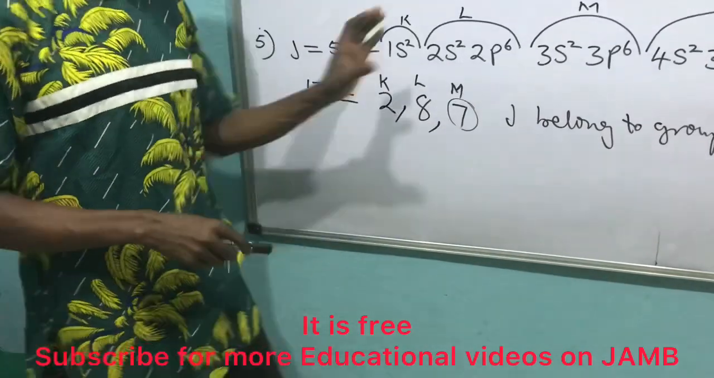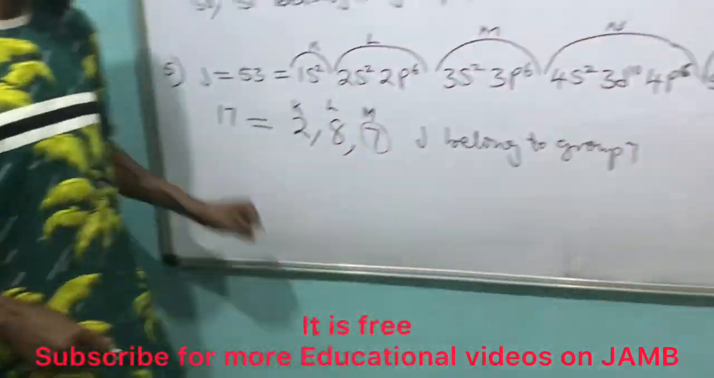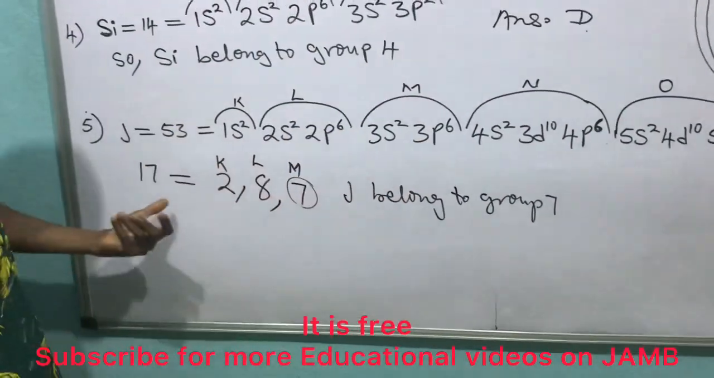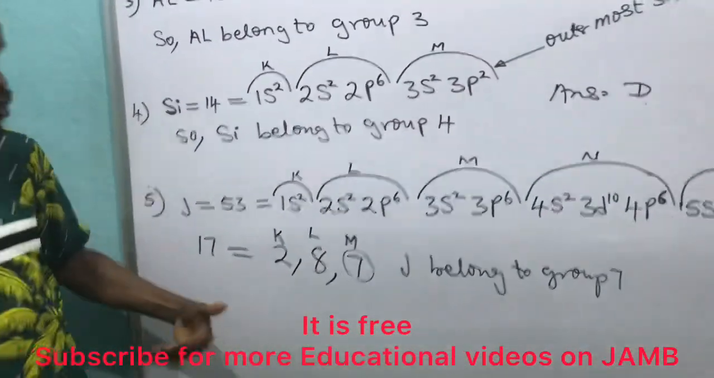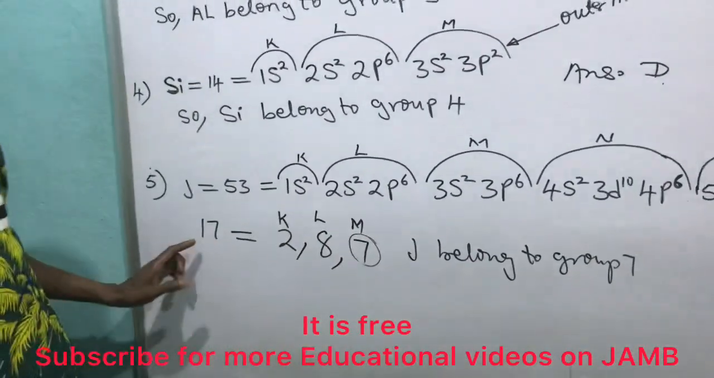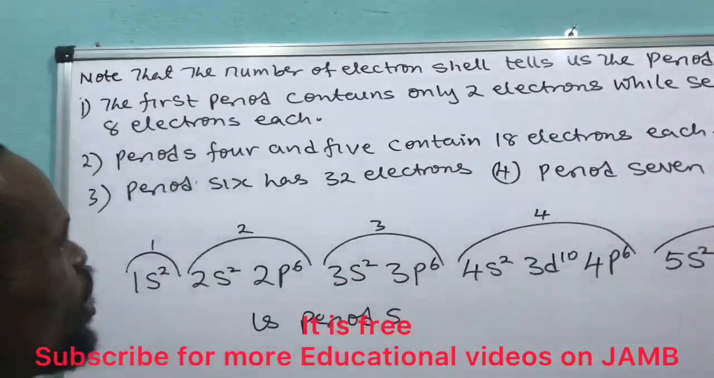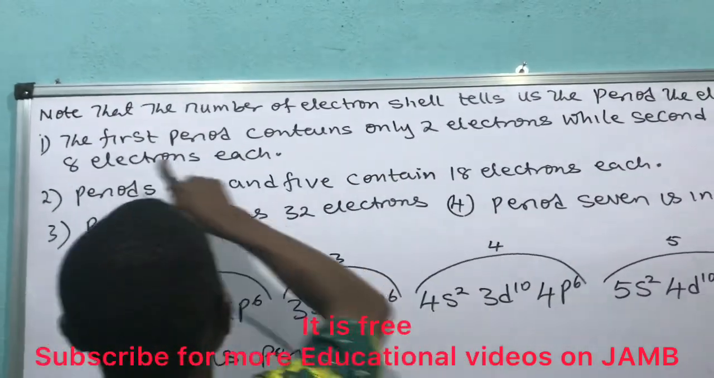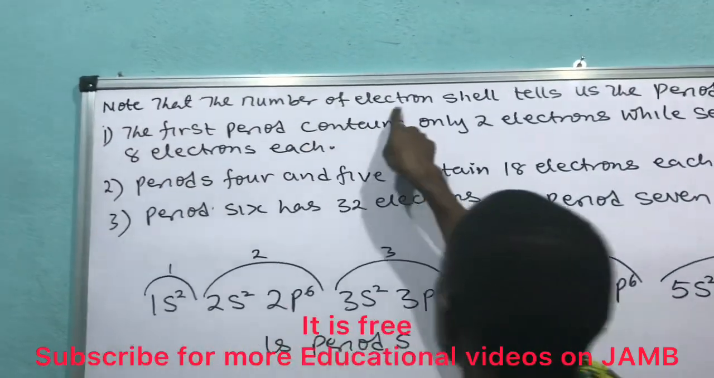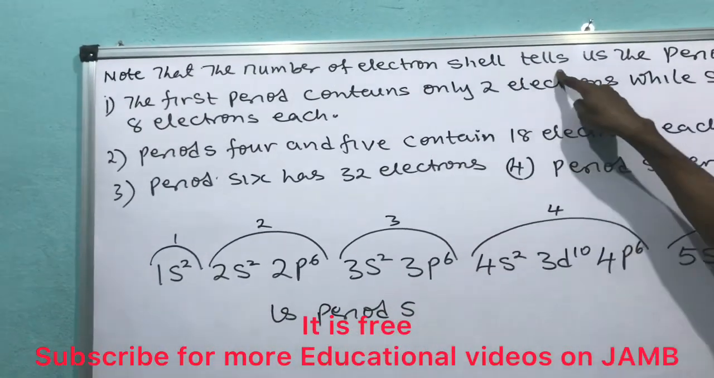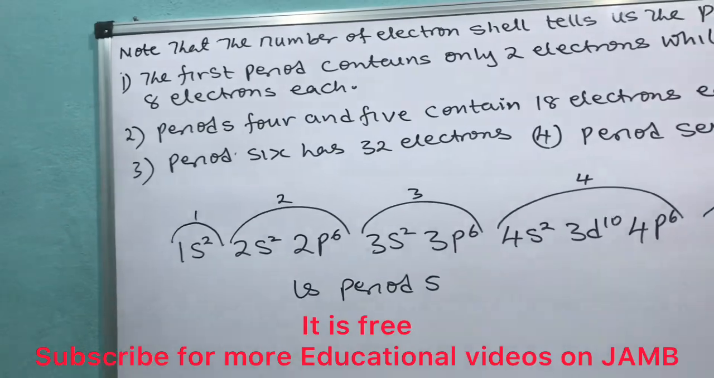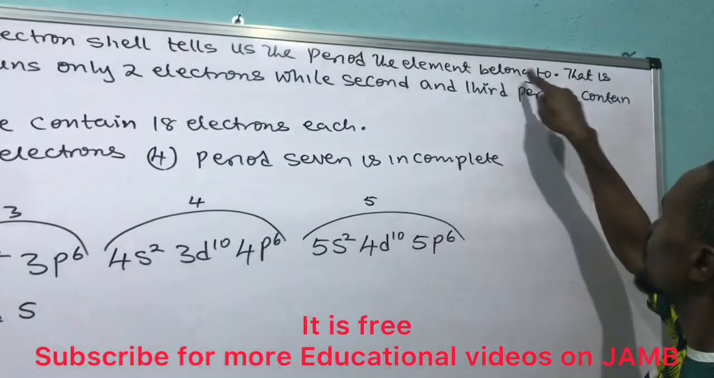When will I do this? When I add the number of electrons and they exceed the groups we support, because we have group 1 to 7, but what I have here is 17. That's why I go into splitting. Note that the number of electrons in a shell tells us the period the element belongs to.